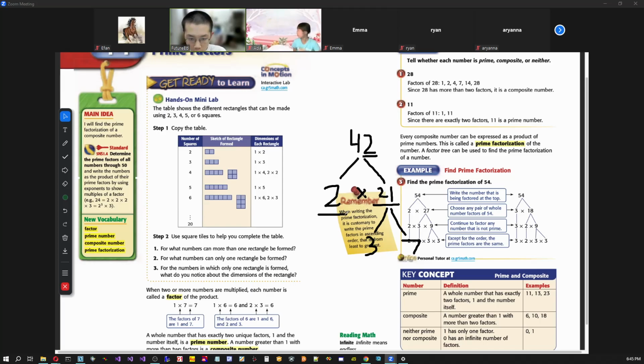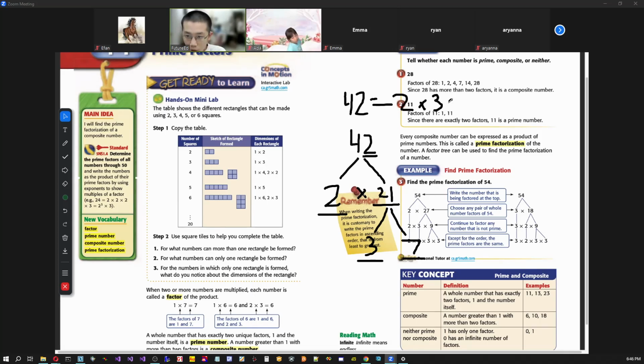So if we look over here, we already checked that 2 is prime, right? What about 3? Is 3 prime? Is it composite? Anyone can answer in the chat or by unmuting themselves. Prime. And what about 7? Is 7 prime or composite? Prime, exactly. So we see that 42, we just factored it into its respective prime numbers. So we can write 42 as 2 times 3 times 7.